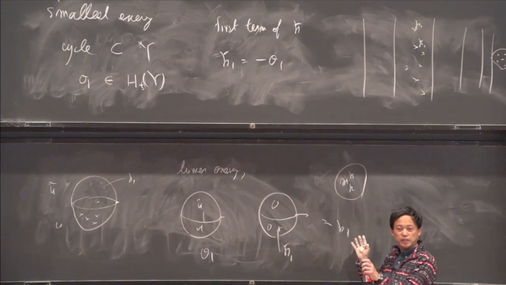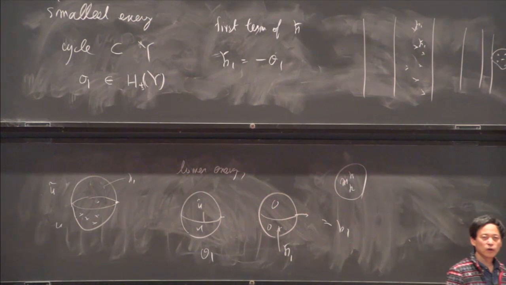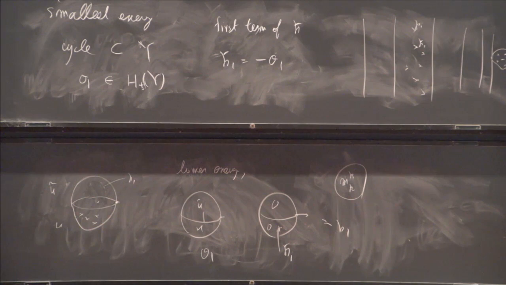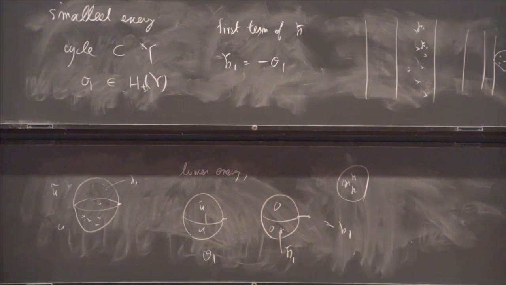So this is the, yeah? What if it's an irrational sort of class? Or might one be worried that there is no lowest energy level? No, it's by Gromov compactness. Oh, okay.